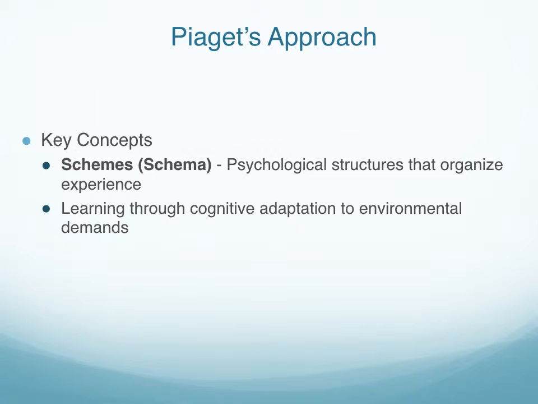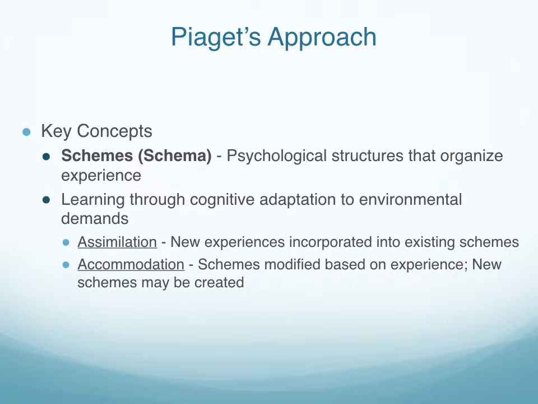He also suggested that we learn through cognitive adaptation to environmental demands, that we all come into the world with an innate capacity to adapt to the environment cognitively. And we do that in a couple of different ways. We do that through assimilation and accommodation. We've talked about assimilation and accommodation before, so you'll remember that assimilation is where a new experience is simply incorporated into your existing schemes, right?